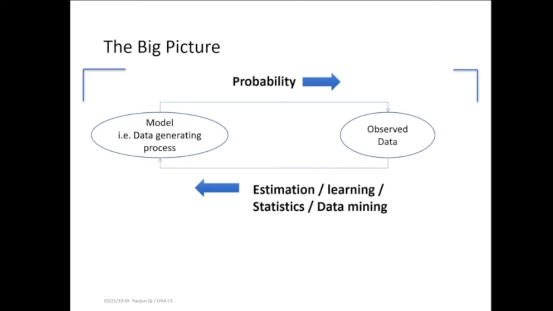Model to data is the data generation process. Data to model is model estimation or model learning, or estimating statistics or moments from the data.